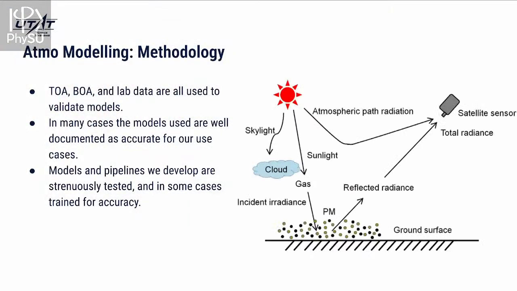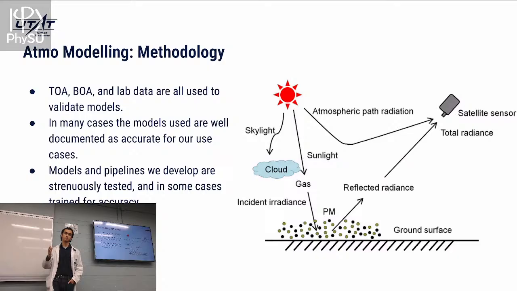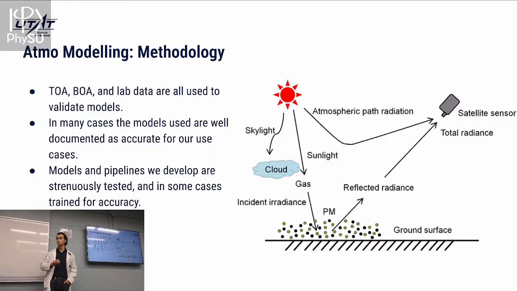So how do we deal with this? We use data from both the top and bottom of the atmosphere, and also from pure end members in labs to validate our models. And many of our models are, in fact, industry standard. One of the ones we use extensively is MODTRAN, developed and used in part by the US Navy, and the industry standard for atmospheric radiative transfer. We also, in many cases, develop models and pipelines for this application, and these are each strenuously tested and, in many cases, trained for their accuracy.